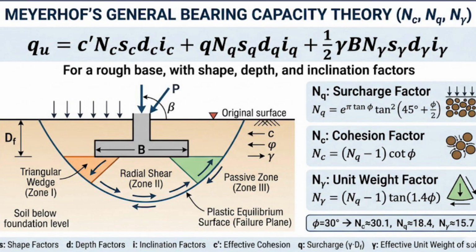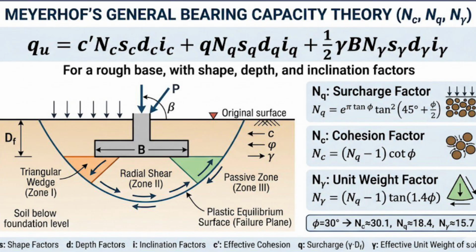This fundamental shift allowed for a much more sophisticated understanding of how deep foundations actually interact with the earth. At the heart of Meyerhof's contribution are the three dimensionless bearing capacity factors, Nc, Nq, and Nγ. These aren't just arbitrary constants, they are mathematical representations of how a soil's internal angle of friction, phi, resists failure. Meyerhof derived these by analyzing the geometry of the plastic equilibrium zones within the soil.